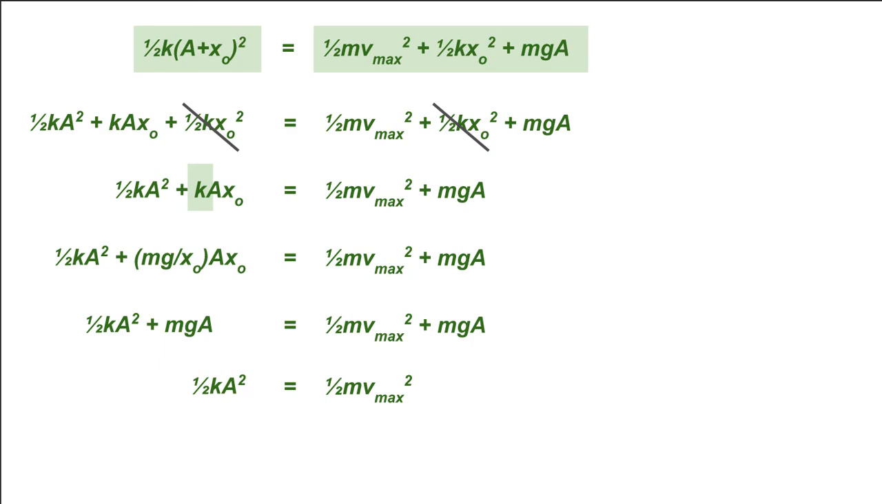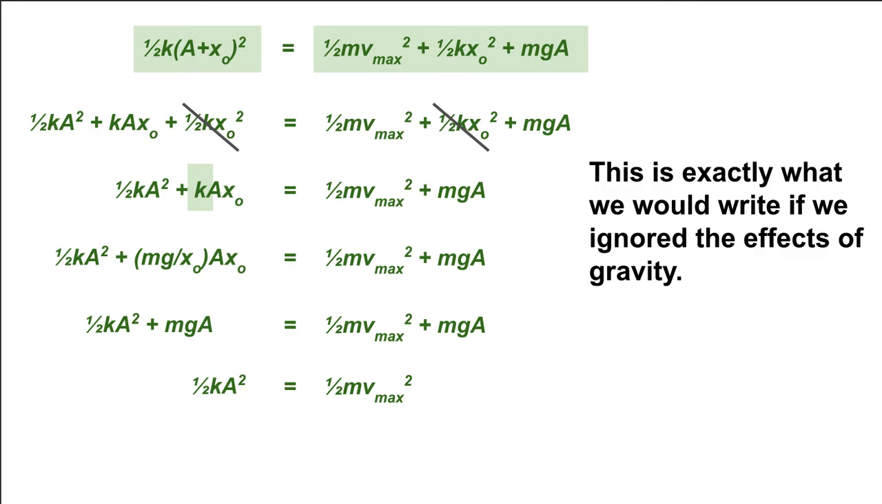that if the mass is on a vertical spring instead of a horizontal spring, we get the exact same thing we would get as if we had completely ignored gravity. Gravity is not what is causing the mass to go up and down. Gravity is not what's driving the simple harmonic motion. It is the spring force that's doing that.